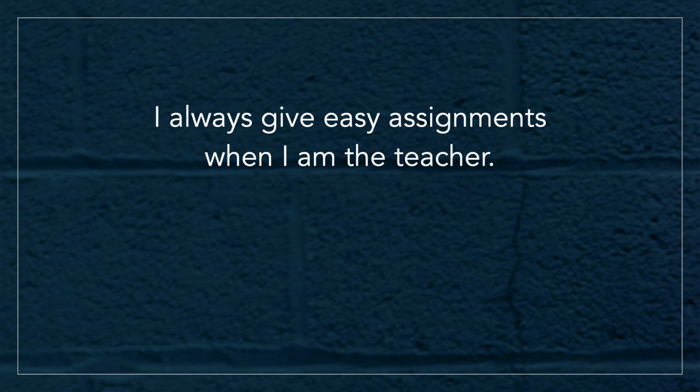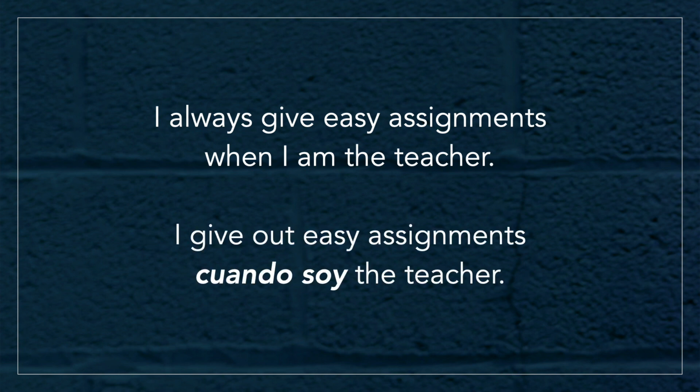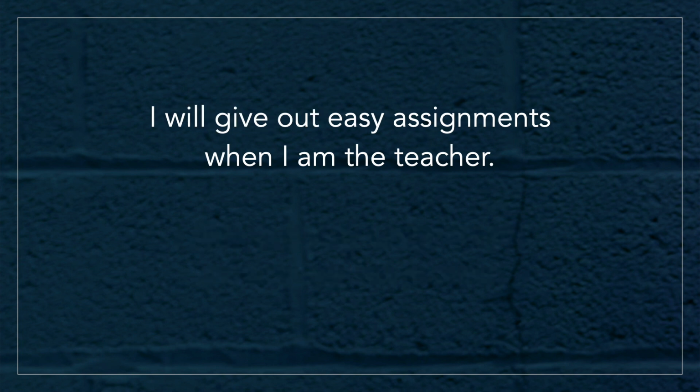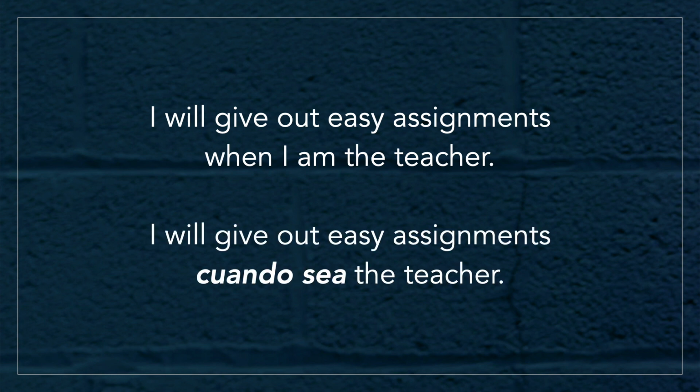You also won't use this when talking about the present if you're referring to things that are repeated. For example, I always give easy assignments when I am the teacher. This uses a normal conjugation after when. But specifically, if you're talking about the future, we will do something when this thing happens. The happens there is going to be subjunctive. For example, I will give out easy assignments when I am the teacher. I will give out easy assignments cuando sea the teacher.